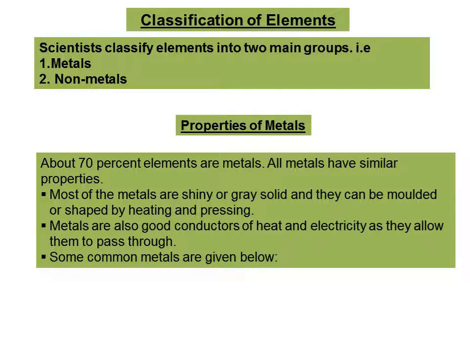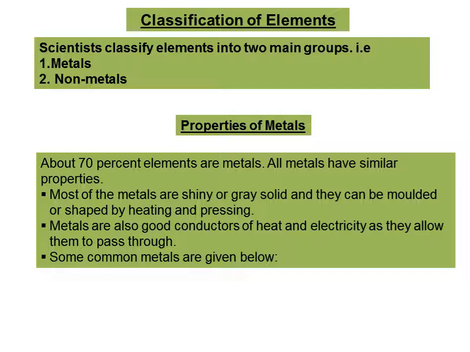For convenience, scientists have further classified the elements into two classes. First is the metal and second is non-metal. Metal elements are about 70% of all the elements in the periodic table. They have similar properties. What are those similar features found in the metal elements? Number one, most of the metals are shiny or gray solids and they can be molded or shaped by heating and pressing.